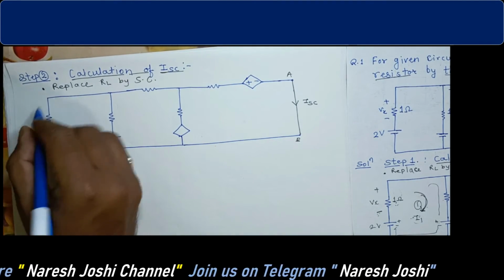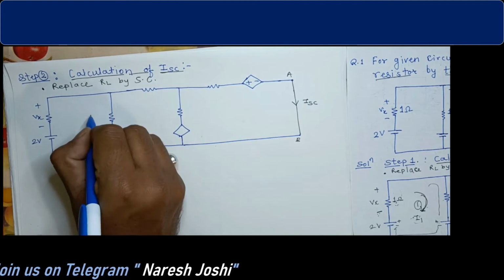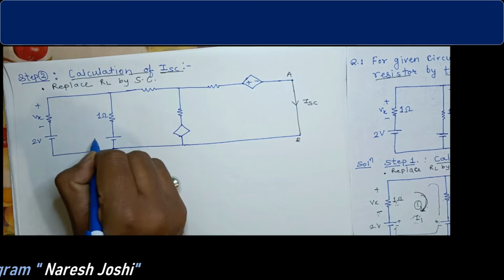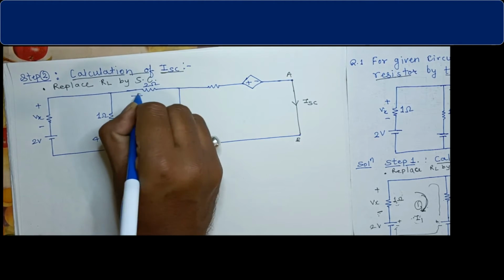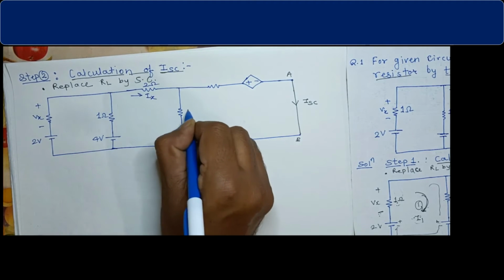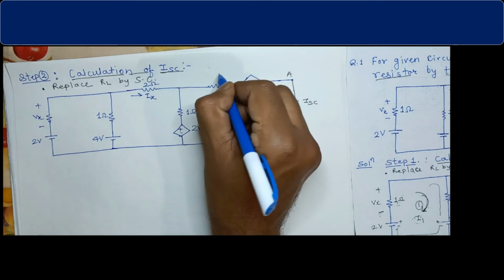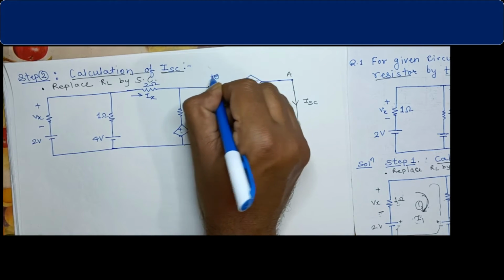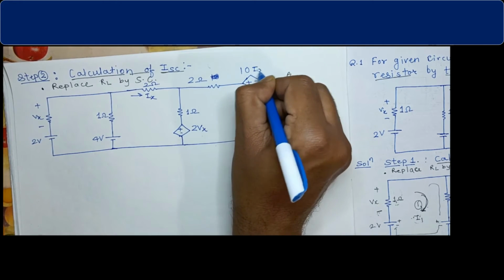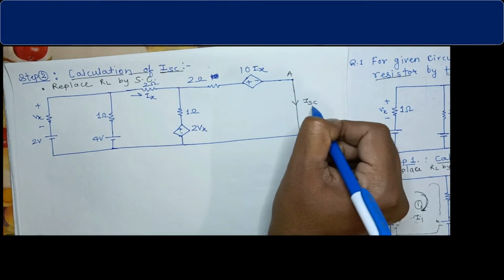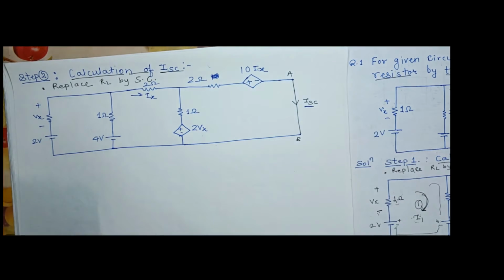What is here? It is plus minus Vx, then the 2 volt as it is. This is the 1 ohm, this is the 4 volt, this is the 2 ohm, this is the Ix, then the 1 ohm, then plus minus 2Vx, then the 2 ohm, then the 10 Ix. And as you know, ISC. So here you can see we have replaced this with ISC.